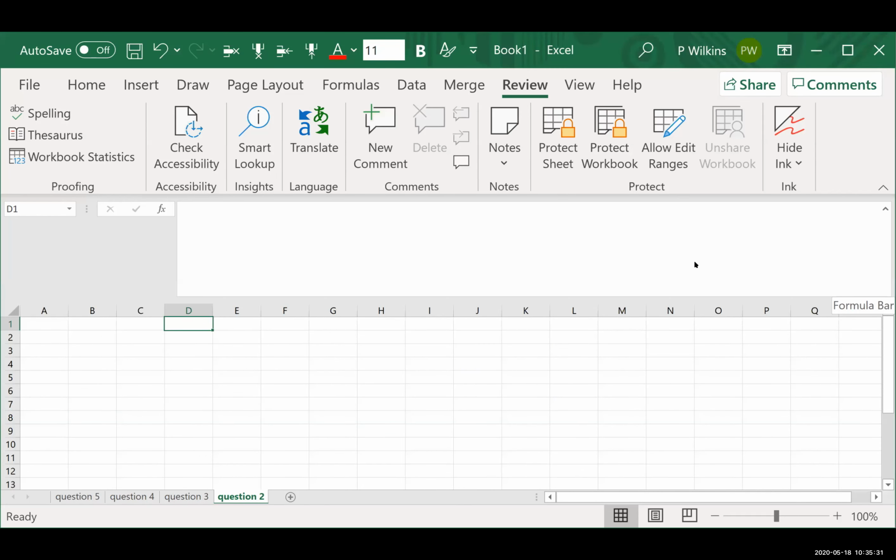Okay, so question 2 says, on January 1, 2014, Hawk Corporation issued $800,000 of 6% 10-year bonds at face value. Interest is payable annually on January 1. Hawk has a calendar year end. Prepare all entries related to the bond issue for 2014. So this would actually be the bond issue, and this would be the interest.